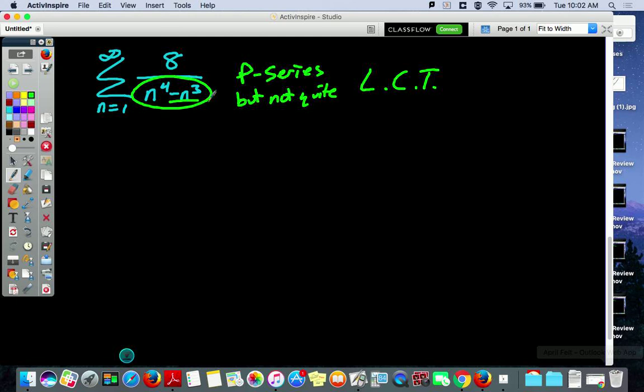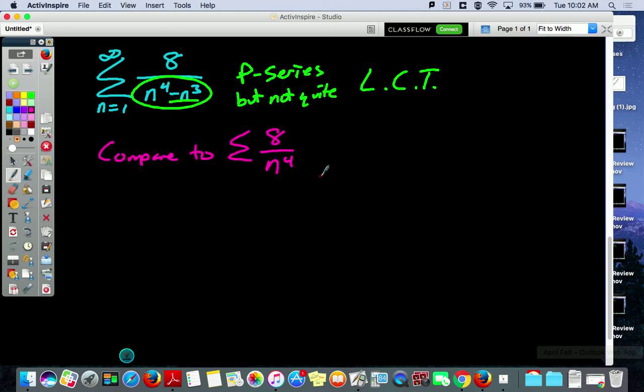However, it might behave like a p-series. So what we're going to do is choose a p-series to compare it to. I'm going to say compare to the p-series of 8 over n to the 4th. Now I chose to put an 8 there. I could have also compared it to just 1 over n to the 4th. Any number really on top, because the n to the 4th is what is defining it.